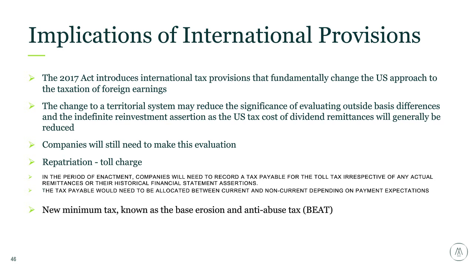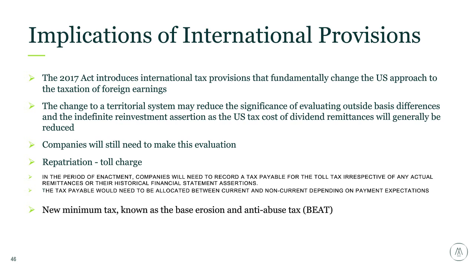The repatriation that Roy mentioned, the accounting for that will depend on whether the company elects to make the payment at once or defer the payment, and that will need to be allocated between periods. There's also, as Roy mentioned, this new base erosion and anti-abuse tax that needs to be considered. If the company anticipates being under that regime, it should consider whether its deferred taxes should be measured at a rate different than the 21%. So that's another complication introduced when you have two different tax regimes that you could fall under.